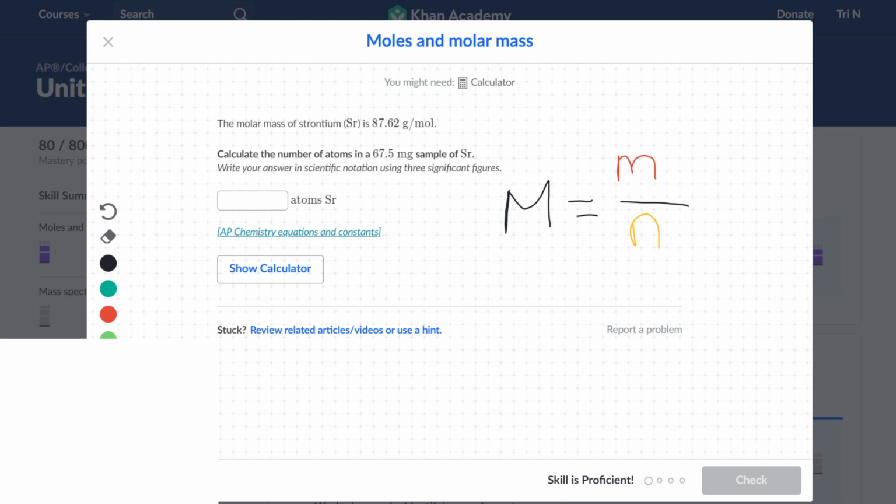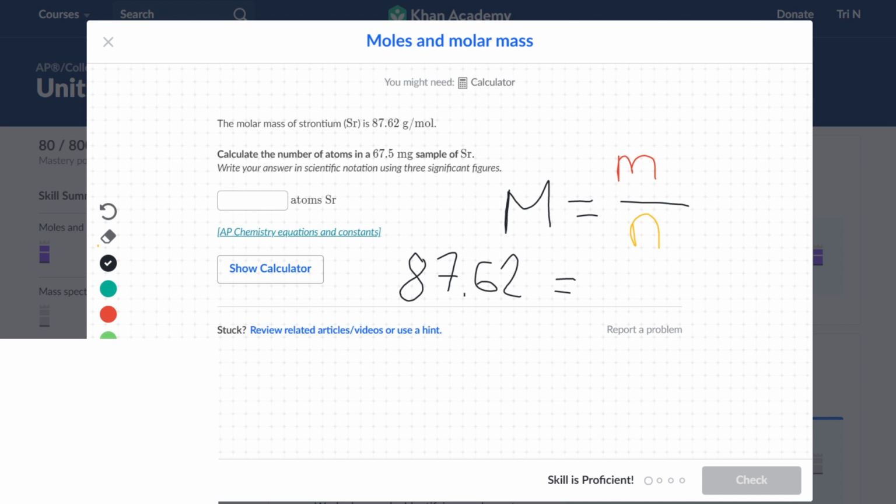So what do we have? We have big M, which is 87.62, and that will equal, I will omit some units here for the sake of space, 87.62 is equal to mass, which is 67.5 milligrams. We want to make it into grams because when we look at the molar mass of strontium, we see that it's in grams per mole. So it's in grams, but currently we are in milligrams. So we want to convert from milligrams into grams. How are we going to do that?